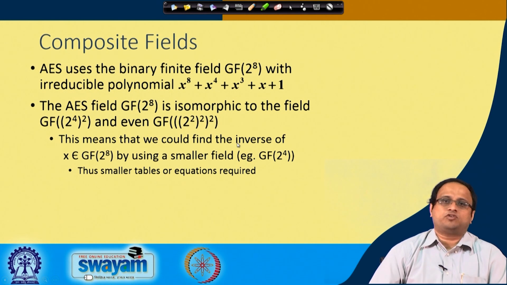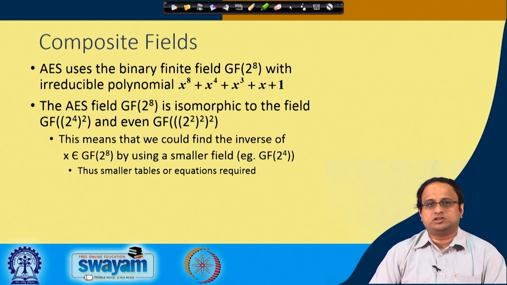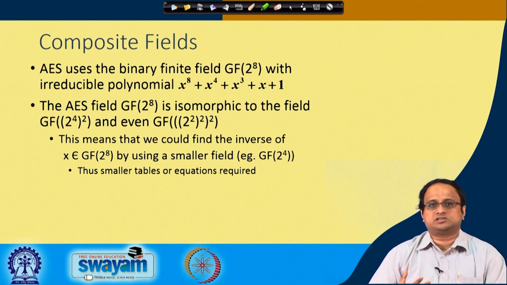So this transformation from GF2 to the power of 8 to GF2 to the power of 4 square and vice versa, for this I need a conversion matrix, and as we have discussed in the previous class, there are different classes of algorithms through which we can get these transformations computed.